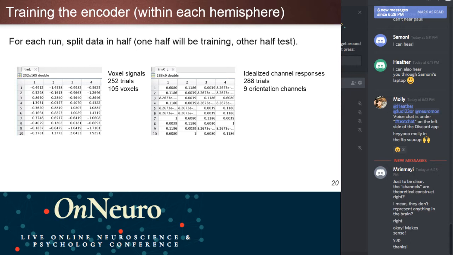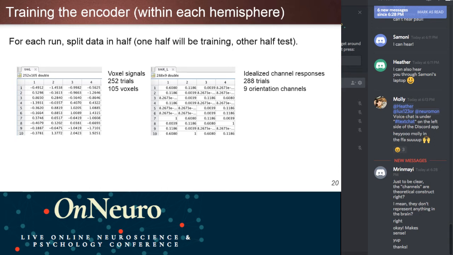But basically what we're going to do is take the bold signal for every voxel for every trial, and take the idealized channel responses and divide by that bold signal. And that's going to create a weighted matrix.